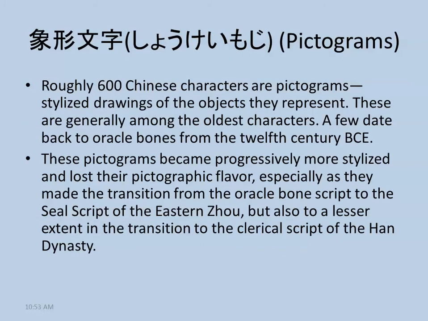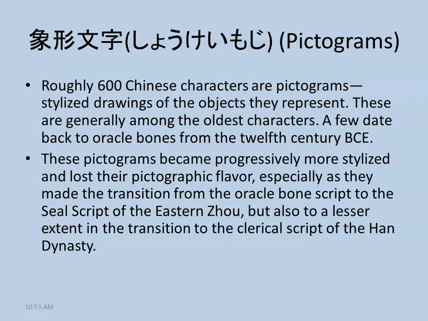Let's start with pictograms. There are roughly 600 Chinese characters that are pictograms. Only 600, not that many. A lot of people think that almost all Chinese characters are pictograms, but really they're not. We'll be talking about the larger categories in a couple more minutes. So what do I mean by a pictogram? A pictogram is a stylized drawing of the object that the character represents.